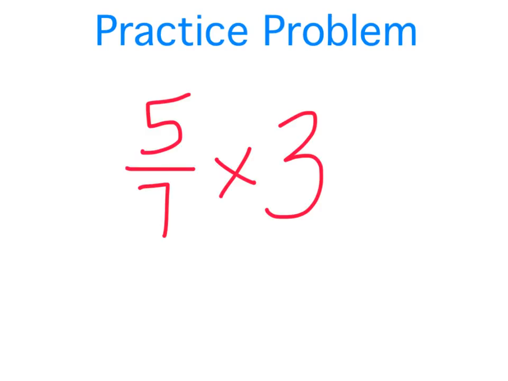Here is your practice problem of the day. Figure out what 5/7 times 3 is equal to. Please make an area model for this problem and solve it that way first, and then follow it up by using the algorithm to check your work.